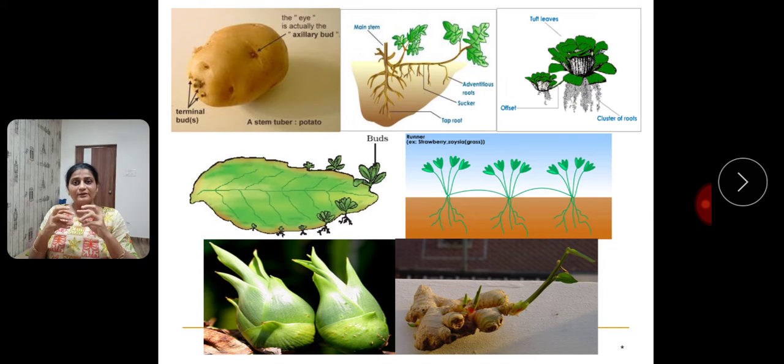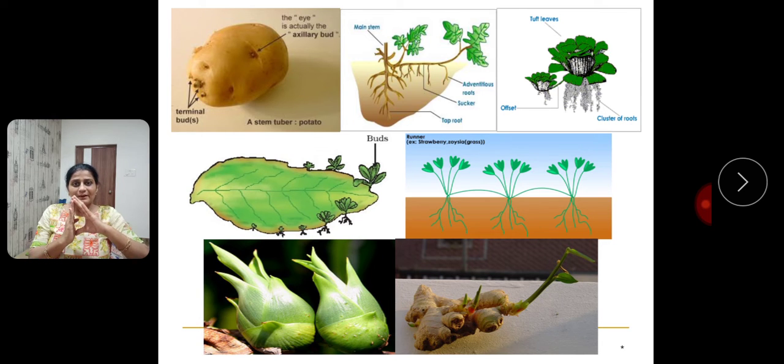The rooted supporting portion of one plant is called the stock, S-T-O-C-K, stock. It is joined with the twig of another plant, which is called scion. Example is rose, then apple, plum, peach, mango, etc. I hope you have understood this. Okay, suppose, say for example, two plants are there, plant A and plant B. Now we want that both the plants are growing together, right? So what is done? The stem of both the plants is cut in the slanting way.